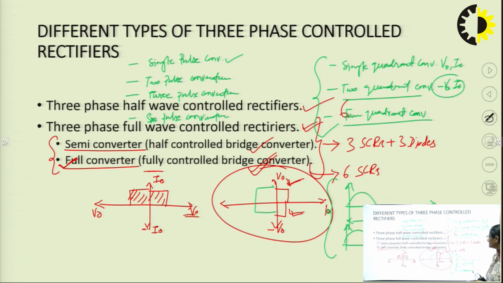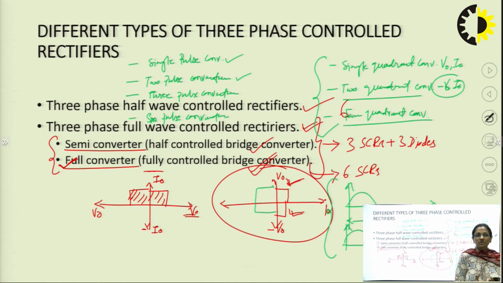A simple single phase half wave converter actually provides a single pulse output, right? So, a single pulse converter, then comes the 2 pulse converter. A 2 pulse converter is the converter in which, in one complete cycle of the input voltage, we are going to have 2 pulses of the output voltage, right? The example is the single phase full wave converter.